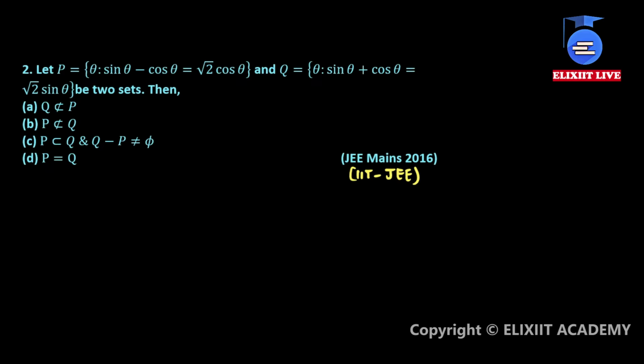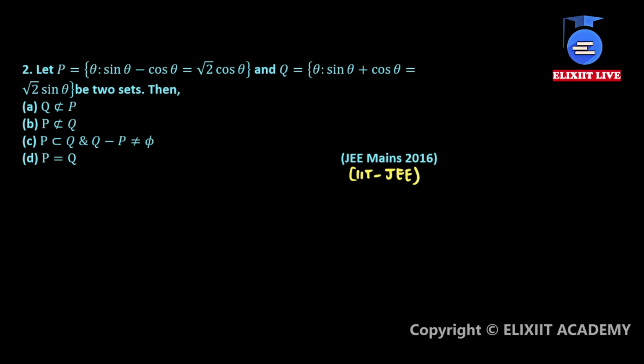So this is given. Theta is actually the solution of this particular equation: sin theta minus cos theta is √2 cos theta. Same thing goes for the Q set also. Set Q: theta such that sin theta plus cos theta is equal to √2 sin theta. So we simplify this and find out. We just need to verify whether this is a subset or not a subset, or whether the two sets are equal actually. This is overall what we need to verify.